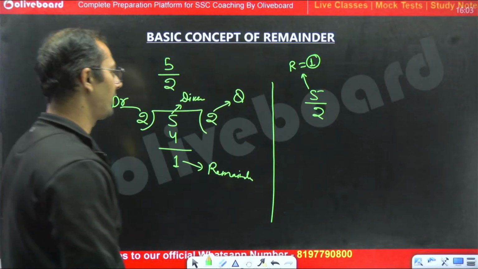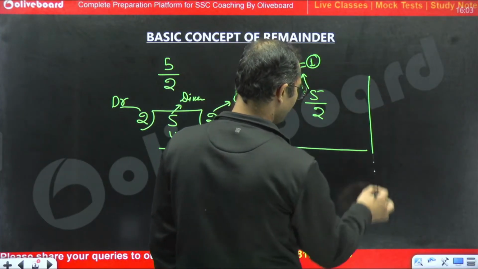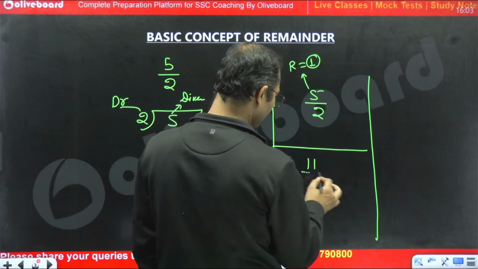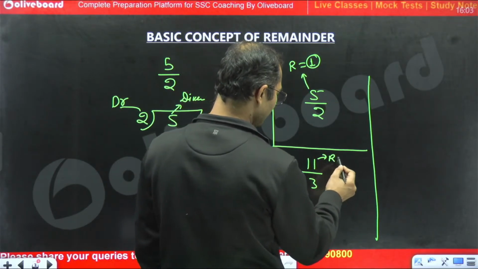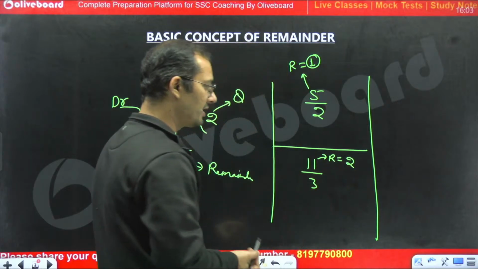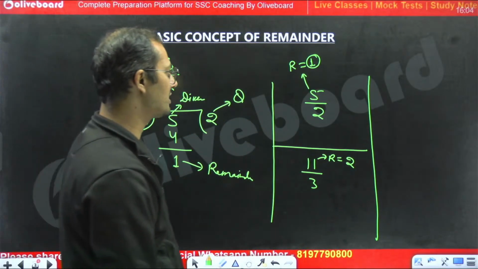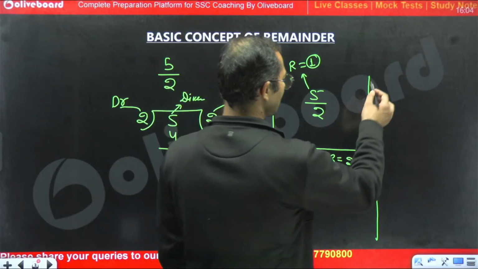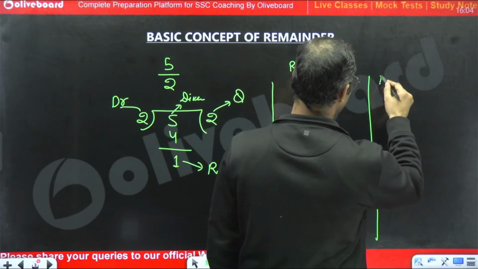So 1 is the remainder. See, there are some concepts. If I divide 11 by 3, 3 3s are 9, so the remainder is 2, no problem. These are called positive remainders. We also have the concept of negative remainder.